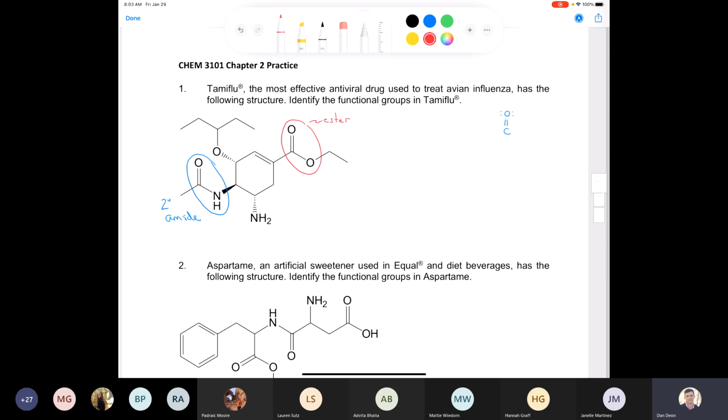Now, it might be a knee-jerk reaction to just say, well, I have the carbon with a double bond to oxygen, that's a ketone. That is not a ketone, okay? A ketone is when I have a carbonyl sandwiched between two R groups. Oxygen is not a carbon, so that is not an R group. So this is an ester. Are there any others in here?